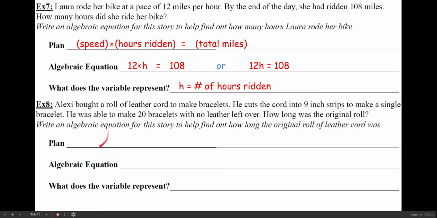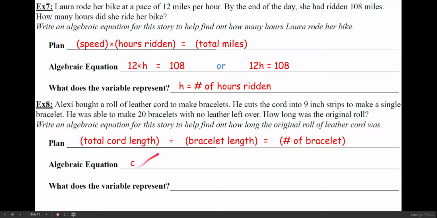So what kind of operation is that? Well, we take our original roll and we're going to cut it into equal 9-inch strips. And that's going to get us 20. So we're going to divide it by the bracelet length, which is 9 inches. And then that's going to get us the number of bracelets. So let's continue. Do we know the total cord length? It doesn't say. We just know that he cuts it into 9-inch strips. So we don't know what that is.